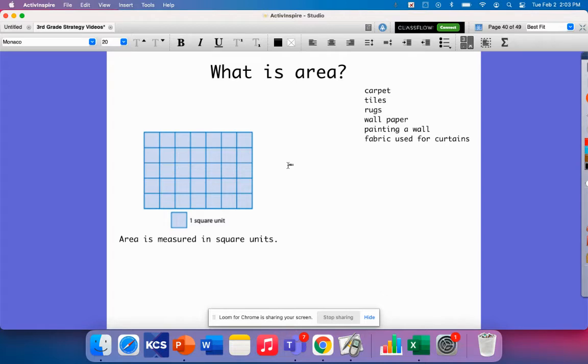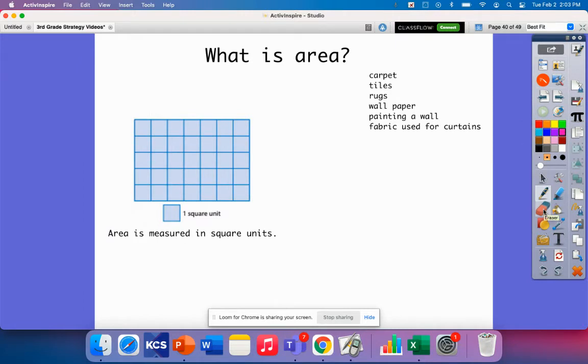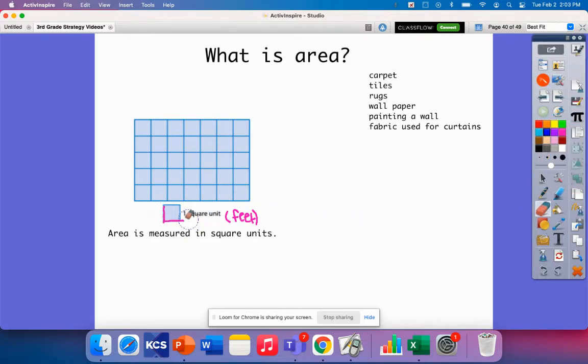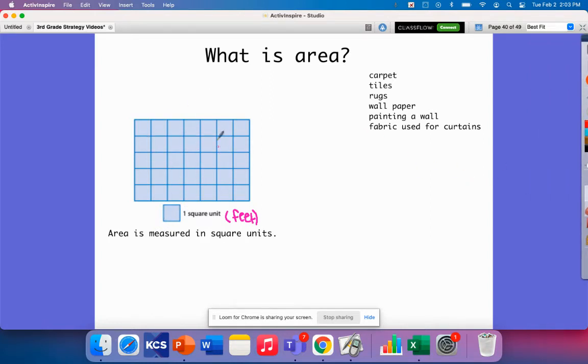Now area is measured in square units. So let's say that each one of these tiles represented 1 square foot. So this would be 1 square unit. So we'll say we're going to measure it in feet. Okay, so each one is 1 foot. That means it would be 1 foot this way and then 1 foot here. That would be, remember, 12 inches. So let's see how many square feet this kitchen tile floor might be.